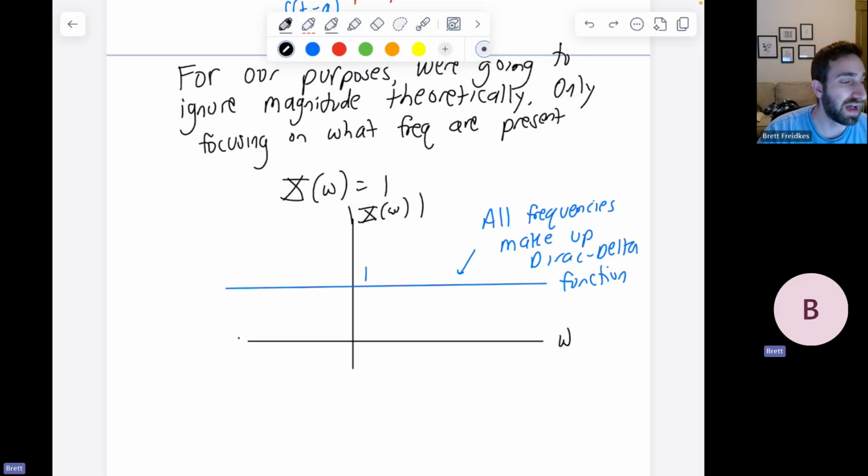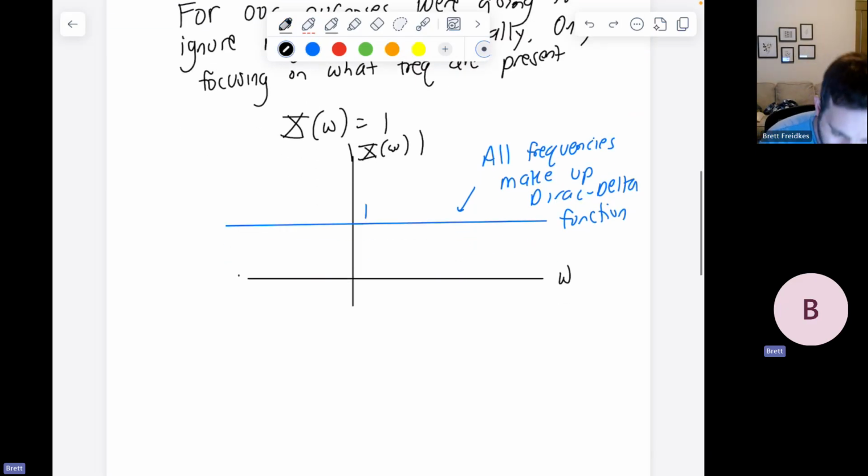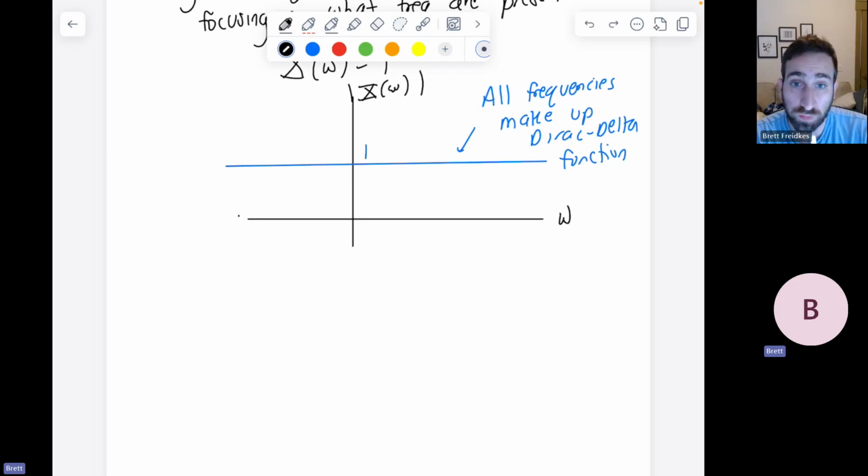Now, another important thing about this is let's go ahead and do what's called the inverse Fourier transform.